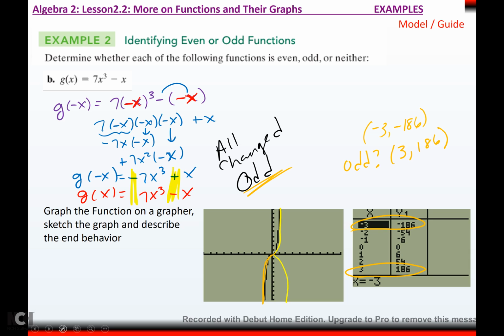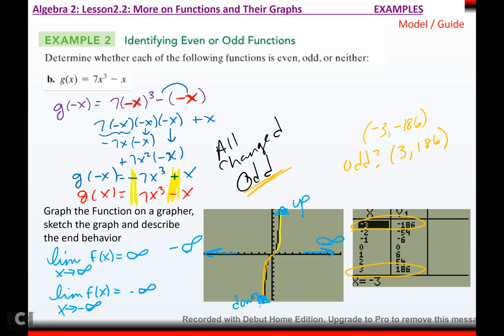Okay, now for end behavior, this arrow's pointing up, this arrow's pointing down. As I go to positive infinity, my function is going up, and as I go to negative infinity, my function is going down. So we say the limit as x approaches infinity, my function is going up, which is towards infinity. The limit as x approaches negative infinity, my function is going down, which means my function is approaching negative infinity. And there's your end behavior.